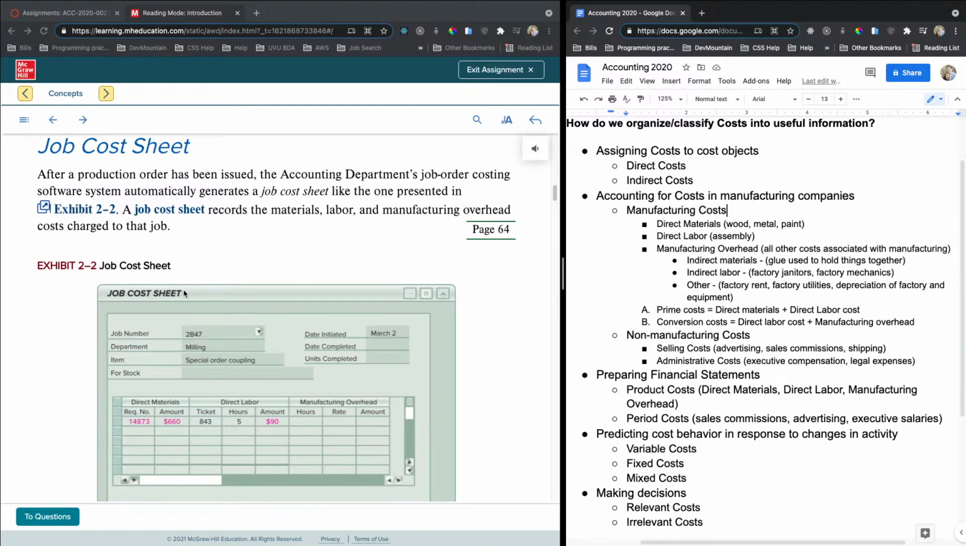After a production order has been issued, the accounting department's job order costing software system automatically generates a job cost sheet like the one presented in Exhibit 2-2, because we don't have to do things by hand anymore. A job cost sheet records the materials, labor, and manufacturing overhead costs charged to the job.